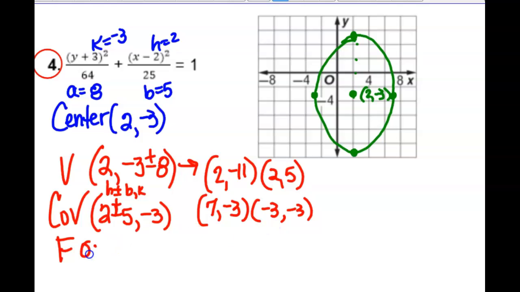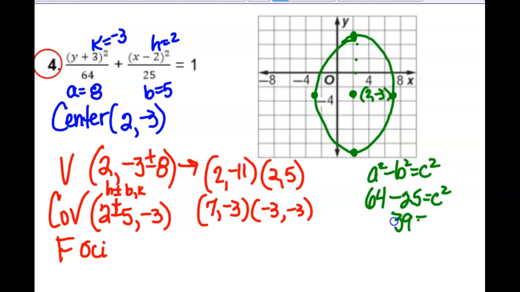Okay, the foci, I need to figure out C. So I'm going to go over here and do a little work. A squared minus B squared equals C squared. A lot of these don't come out nice, guys. I don't know if this one does. 64 minus 25 is 39. If it simplifies, you need to simplify it, but I don't think 39 does, so we have the square root of 39.